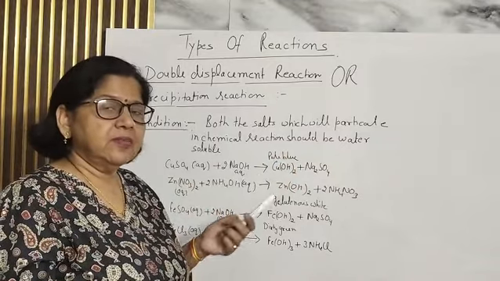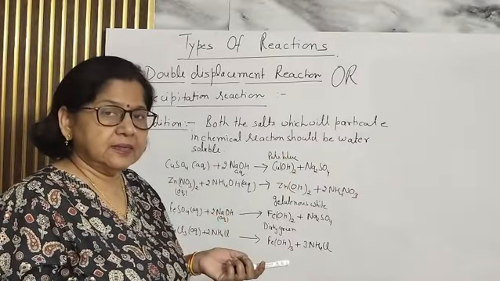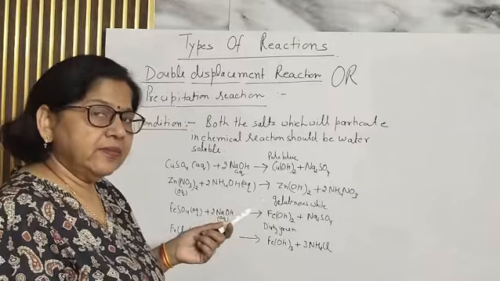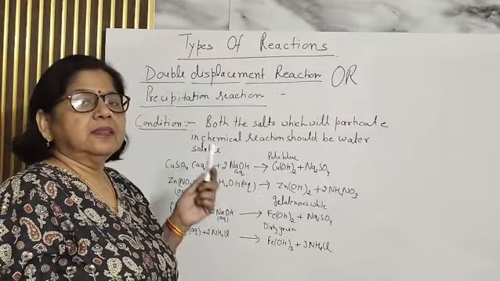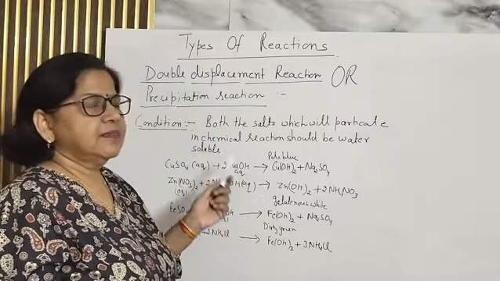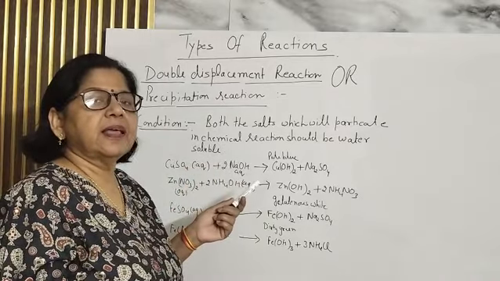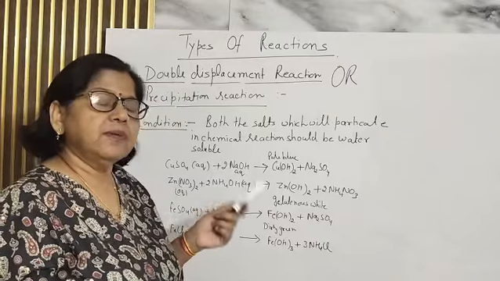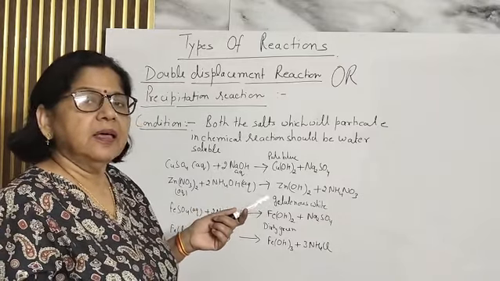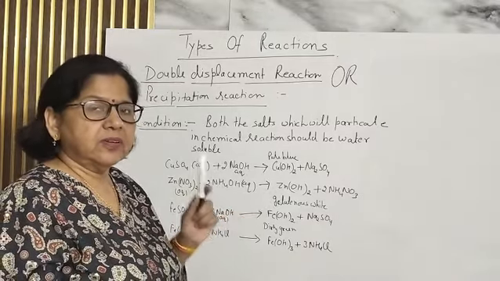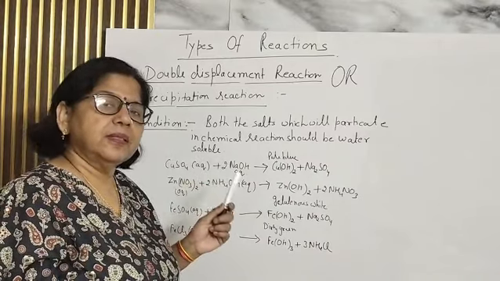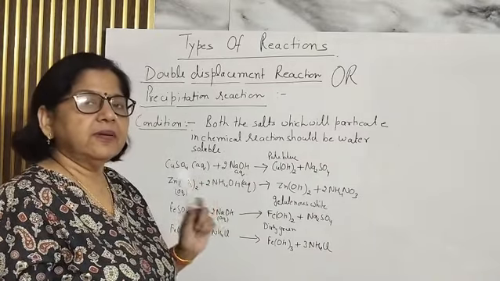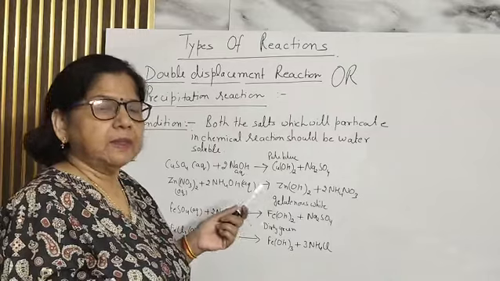The reason is there is always the exchange of ions. The more reactive element, their ions displace the less reactive metallic ions. And ions are possible only when both the salts are in the aqueous solution. So what is important? That both the salts should be in the aqueous form. Otherwise this reaction will not take place.